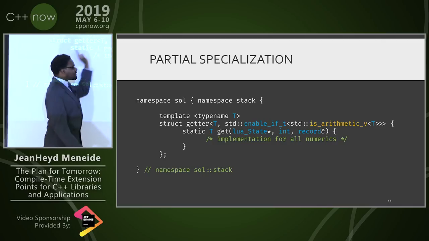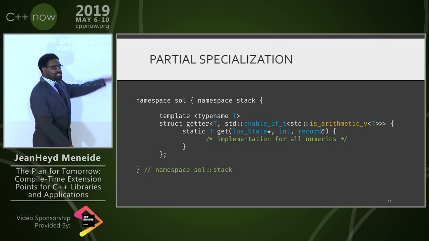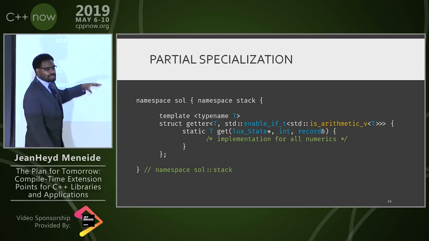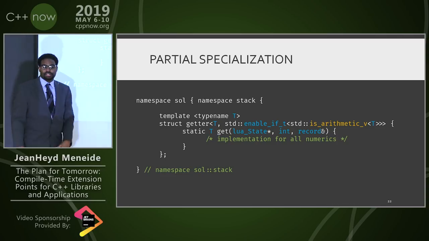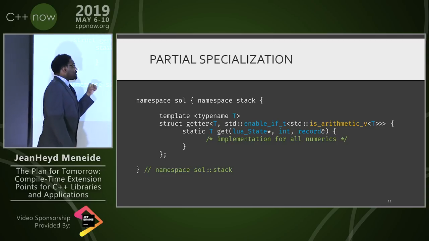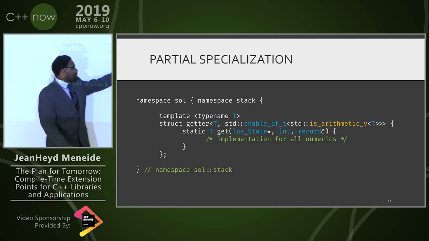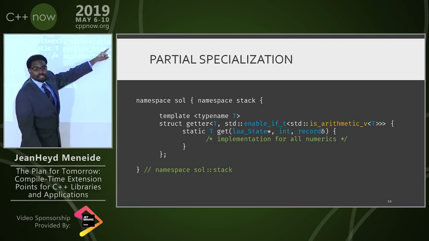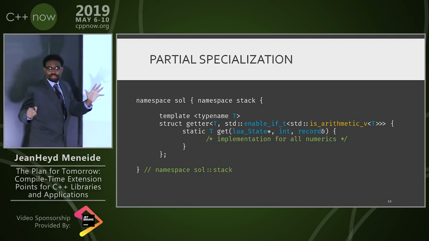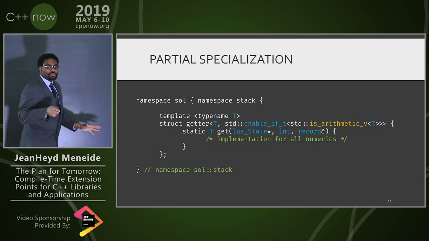So what happens is it ignores all of this, right? It says, I'm not going to pick this template. I'm not going to pick this code you wrote here because the substitution failed, right? And so in that way, we're able to have a partial specialization that only works for arithmetic types, right? Everybody understand how that works? Great. Awesome.